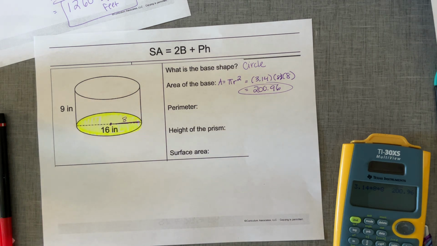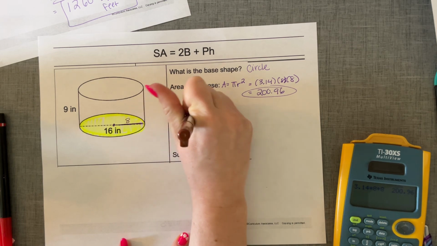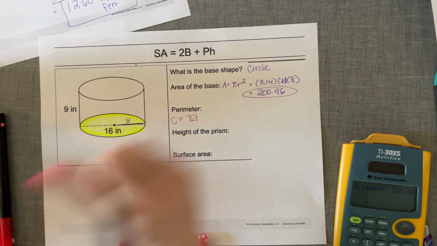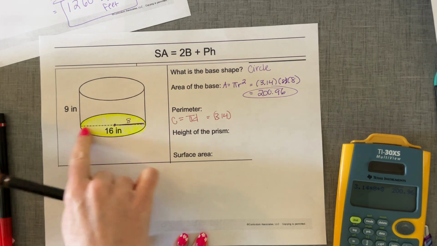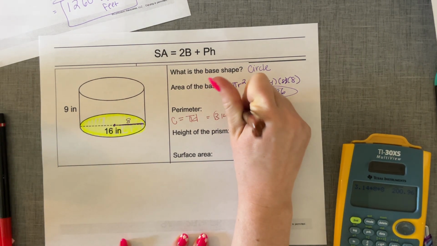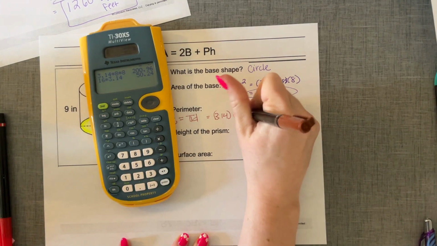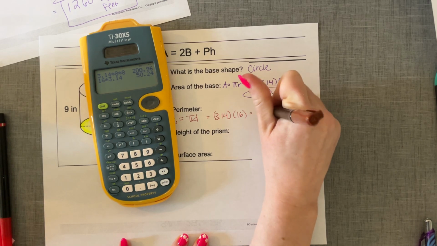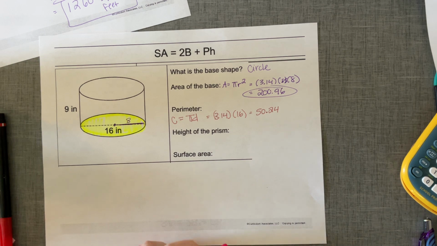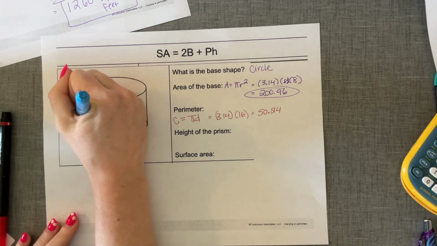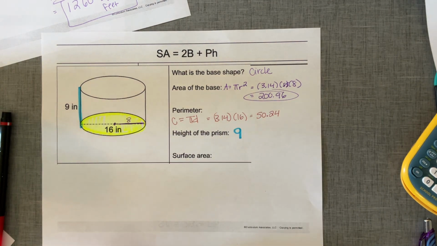The perimeter of a circle is actually the circumference of a circle, and the circumference comes from pi times the diameter. Pi is 3.14. The diameter is the one that goes the whole way across, so times 16. Is 50.24. And the height of the prism is the space between the two bases, so between the two circles, so the height of the prism is 9.